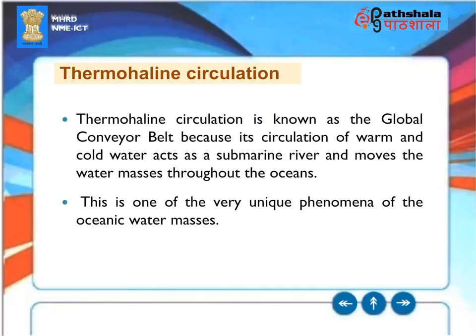Thermohaline circulation is known as the global conveyor belt because its circulation of warm and cold water acts as a submarine river and moves the water masses throughout the oceans. This is one of the very unique phenomena of the oceanic water masses.